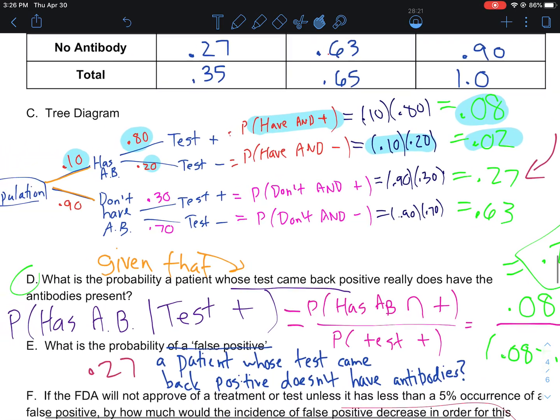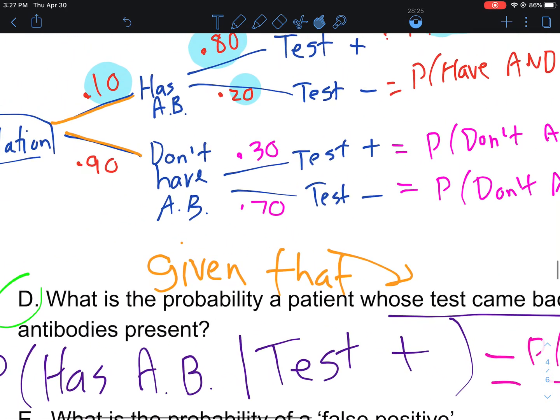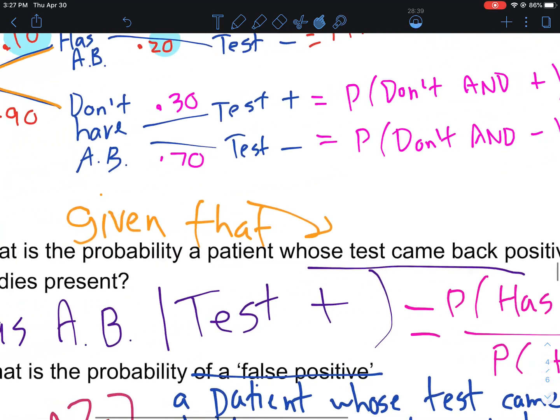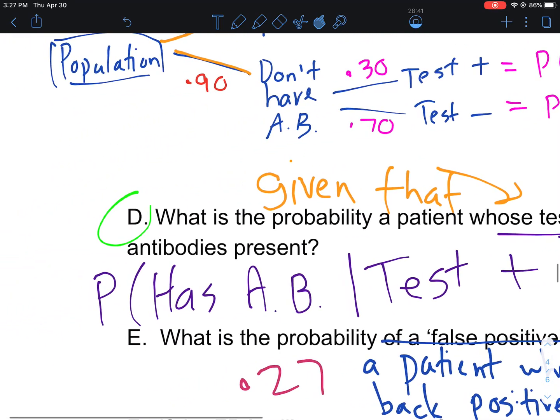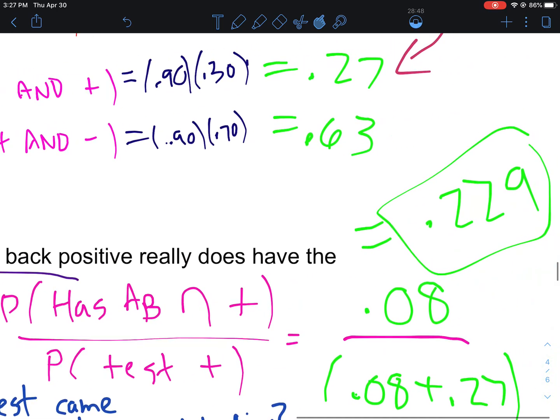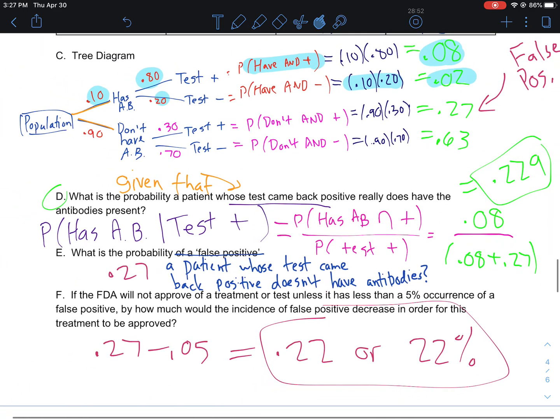It's right here. That 0.27 is. So how do we come about that? If 90% of the population doesn't have these antibodies, but a test is saying it happens 30% of the time, there's the false positive. Multiplying those two gives you a number of 0.27. And then finally, 0.9 don't have antibodies. The test would say they don't 70% of the time, and it would come out 0.63 at the end here.